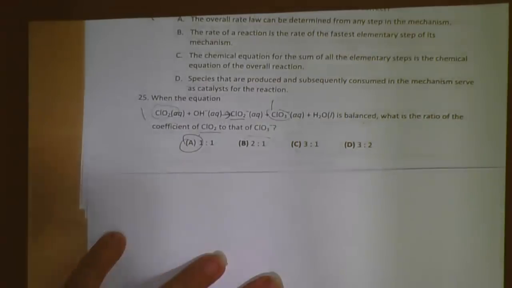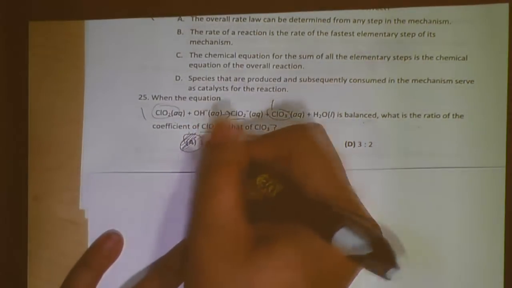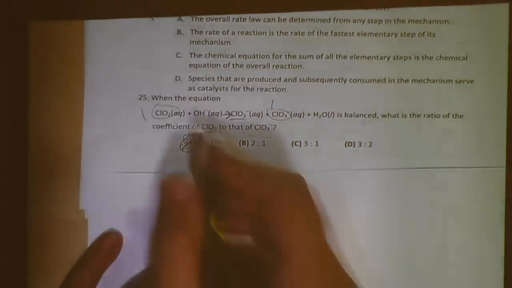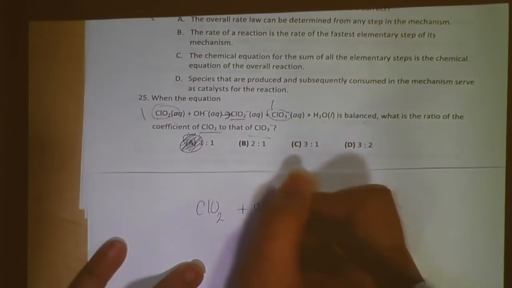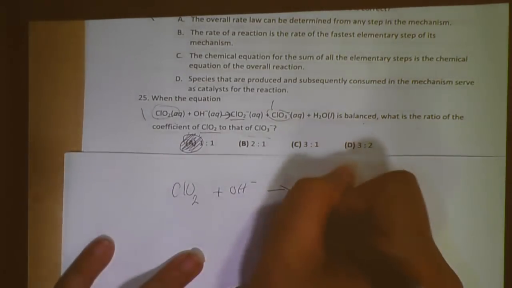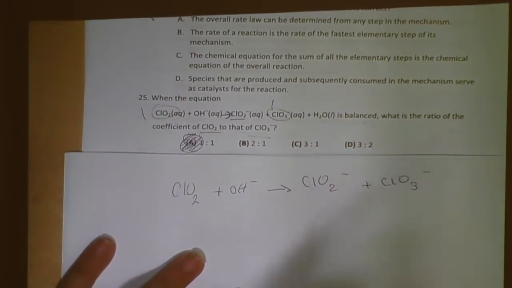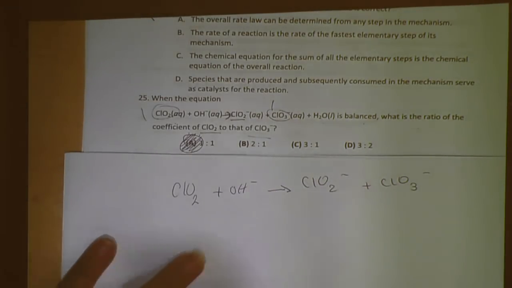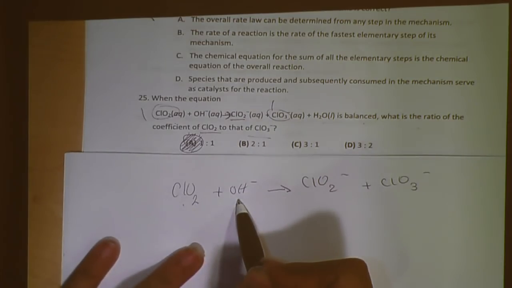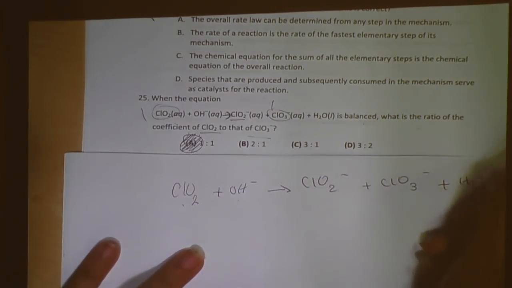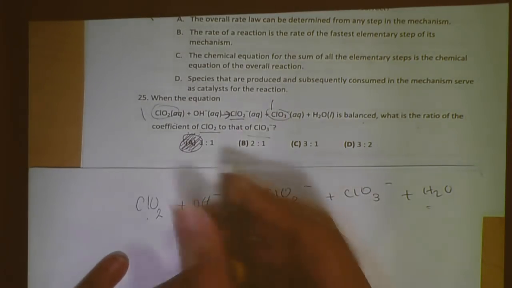Oh, no, it's not balanced. It says when the equation is balanced. Sorry. So let's do it again. So you have ClO2 and OH minus. Oh, plus H2. Okay, so you have two H's on this side, only one H on this side. So you would have to add one.